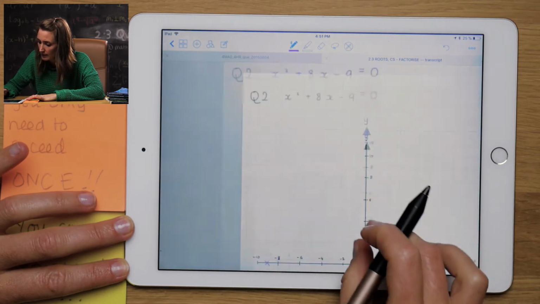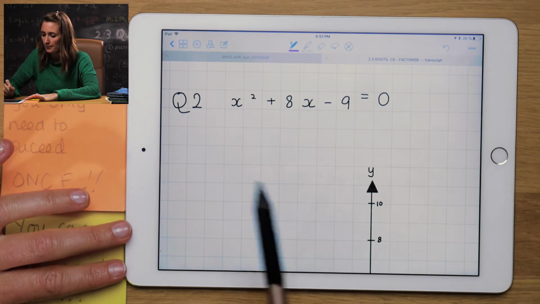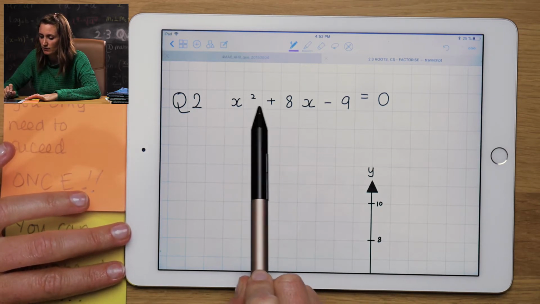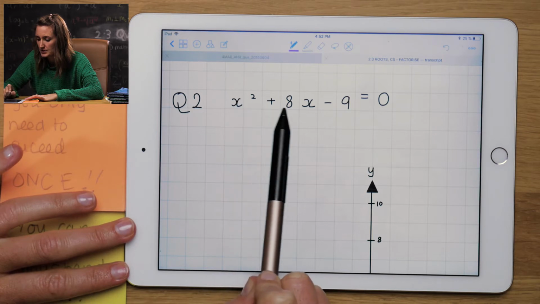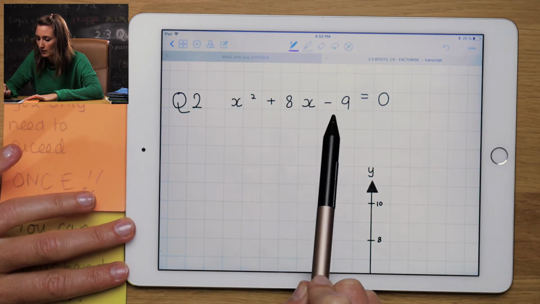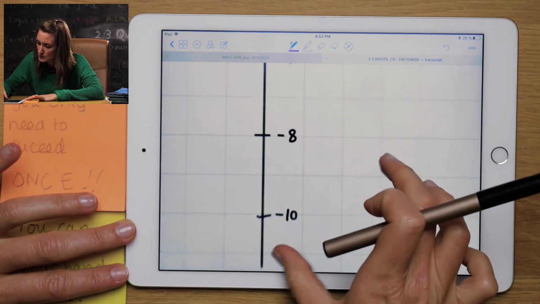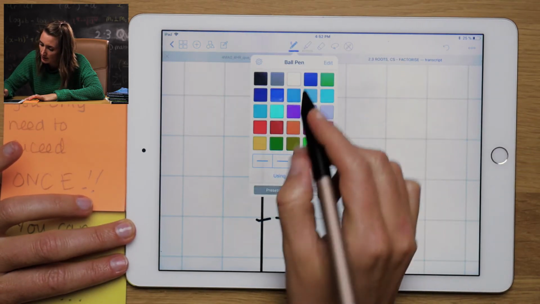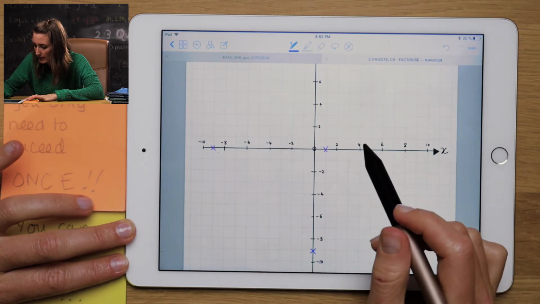Now, to see where my y-intercept would be, I'm going to make x equal to 0 in the original one. So here 0 squared would disappear, plus 8 times 0 would also be gone. So it would be at minus 9. So we go along the y-axis down to minus 9. So my curve needs to cross through here.